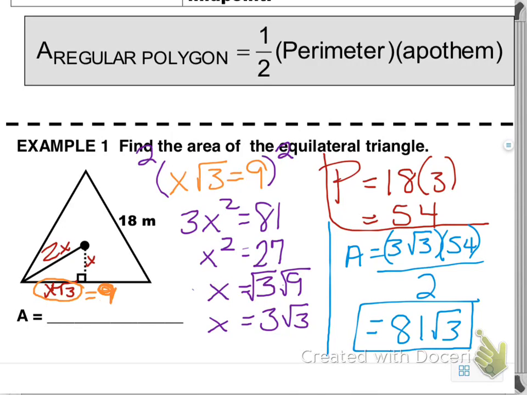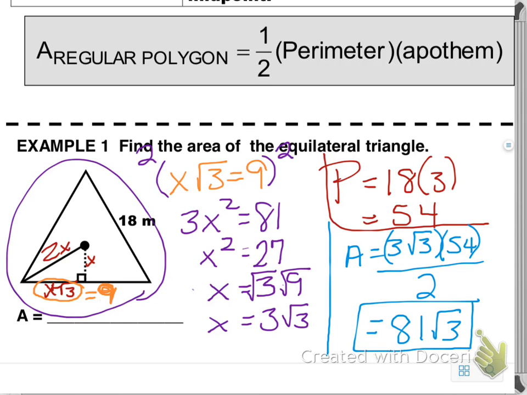Okay, to start the examples off, I went on ahead and worked everything out, hoping that maybe the work will help guide you to how much work is involved in solving these problems. The formula says to find the area of a regular polygon, it's going to be half of the perimeter of the triangle times the apothem. So I went on ahead and marked again our 30, 60, 90 side lengths for the triangle over here.